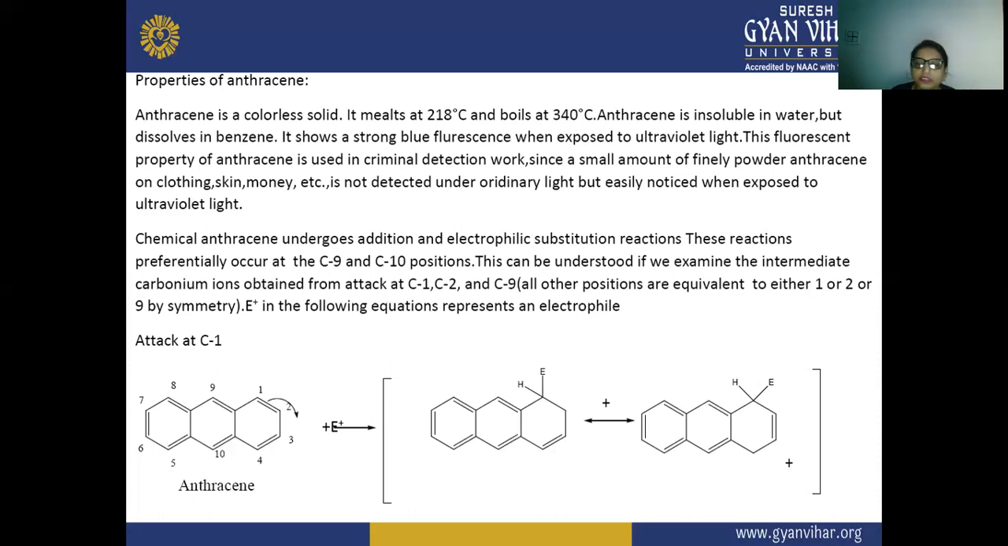In this anthracene, E plus is the electrophile. It is represented by the electrophile. You can see here the attack on the C1 carbon, the carbon that is present on the C1 position. It shows the attack of this electrophile on the C1 carbon. In the structure of anthracene, this is the first position, this is the second position, then the third, fourth, fifth, sixth, seventh, eighth, ninth, and 10th.